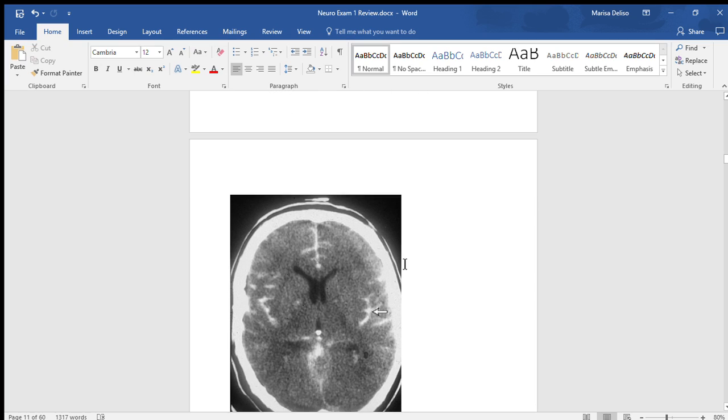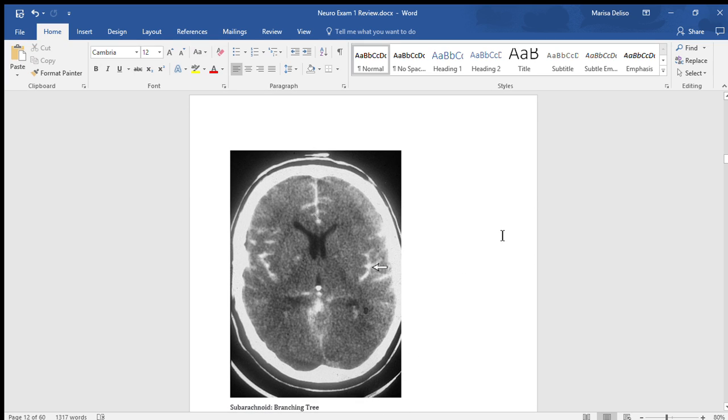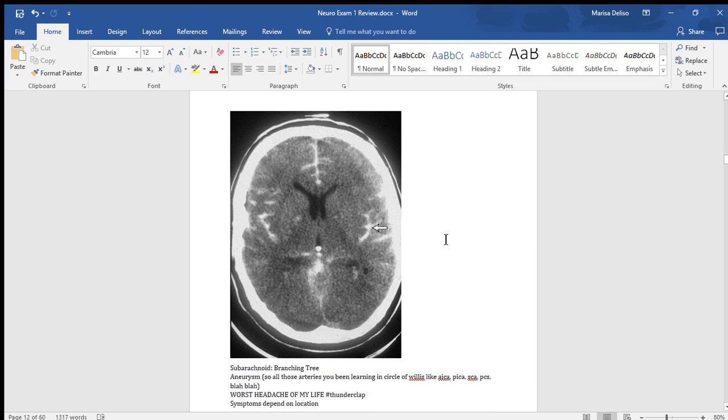Oh my gosh, I love this one because it looks like a Christmas tree, and you get a thunderclap headache, right? So they're gonna have the worst headache of their life. Doc, I don't know what's going on, I have the worst headache. And this is gonna be my subarachnoid hemorrhage. It looks like a branching tree. So this is gonna be an aneurysm, and they could ask something as straightforward as give you symptoms of an aneurysm in your ACA or something like that, one of the arteries you've been learning, right? And then they just say, what kind of hemorrhage would that be?